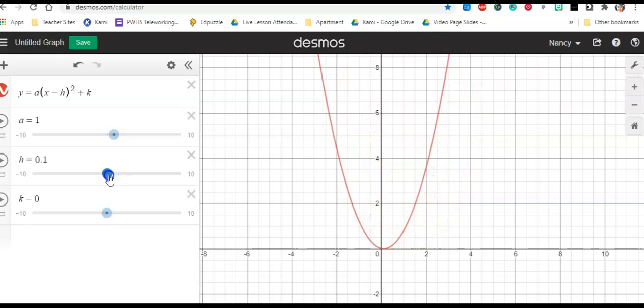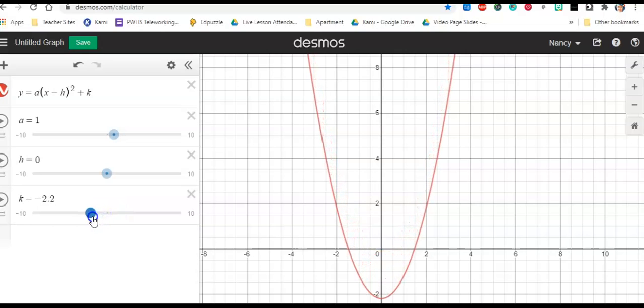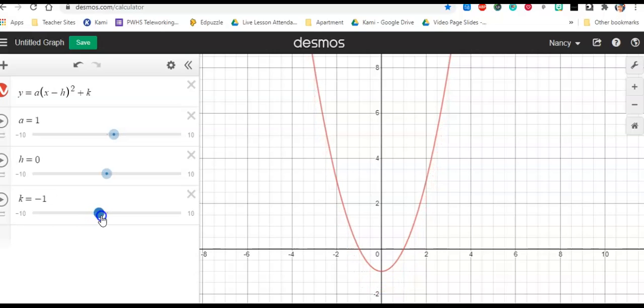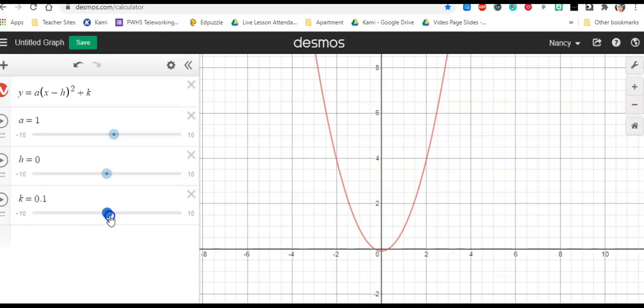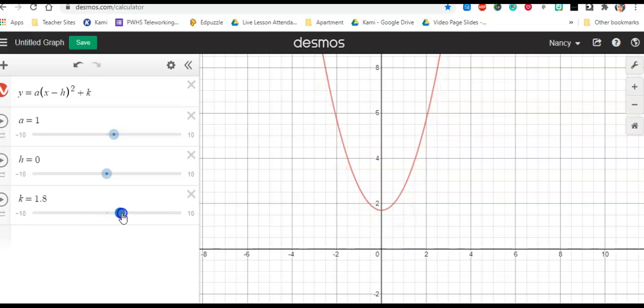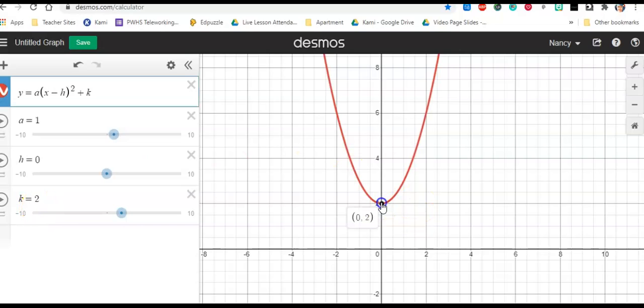Let me take it back to 0. Let's look at the k and see what it does. As I make k go into the negatives, the vertex moves in a downward direction. And as I move it to the positive, the vertex moves in a positive direction. You see, if k is positive 2, the vertex is at positive 2 on the y-axis.